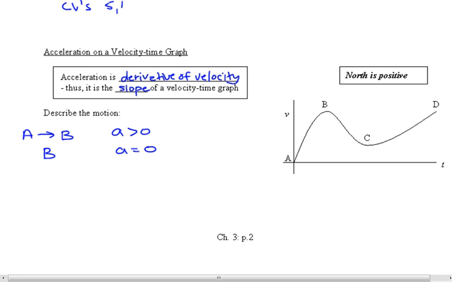Okay, from B to C, it's a negative slope, right? So negative slope means our acceleration is less than 0. At C, it's 0. And then from C to D, what's happening with my slope? Positive, therefore acceleration is greater than 0.